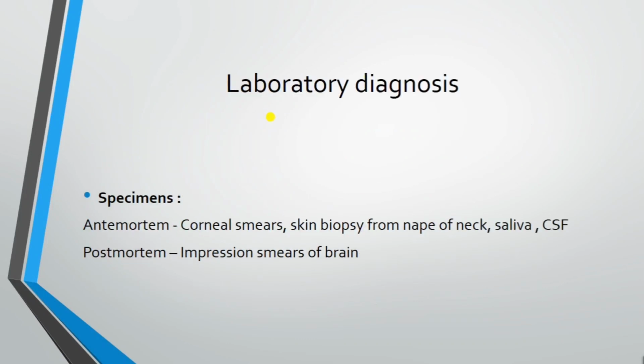Moving on to the laboratory diagnosis of rabies viral infection. There are two types of specimens that we can collect. One is antemortem specimen and the other is postmortem specimen. Antemortem specimens include corneal smears, skin biopsy from the nape of the neck, saliva, CSF, and postmortem impression smears of brain.